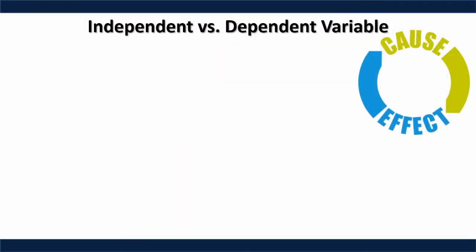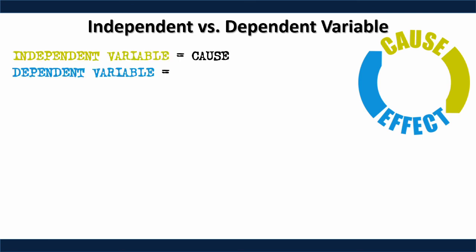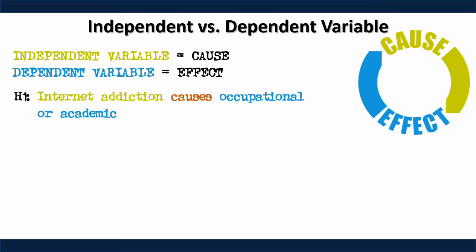The last thing we're going to talk about are hypotheses that propose a causal relationship. In these cases, you'll have an independent variable, which is the variable you think of as the cause, and the dependent variable, which is known as the effect. What if I propose the hypothesis, internet addiction causes occupational or academic problems? Can you identify what the independent variable and the dependent variable are? If you said the independent variable is internet addiction, which is causing the dependent variable occupational or academic problems, you'd be absolutely right.